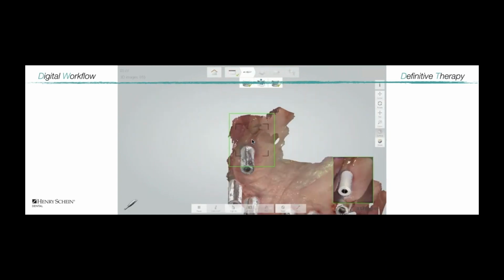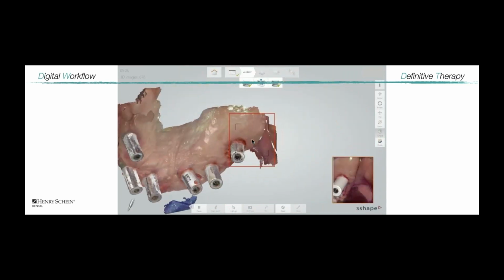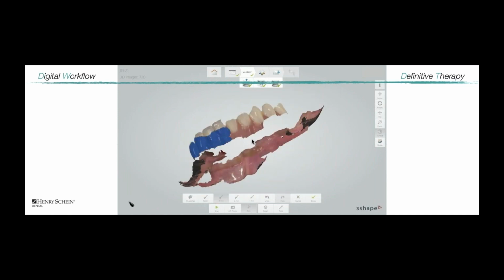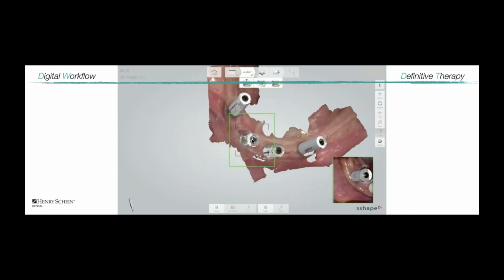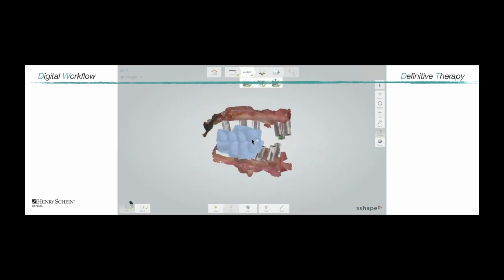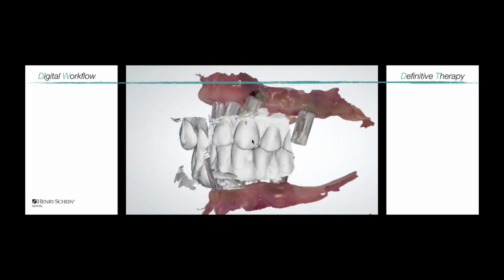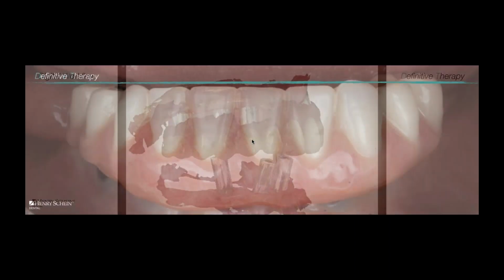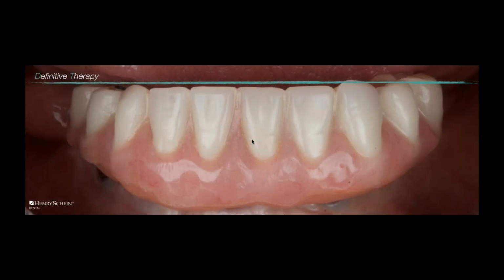Now we know that full arch implant IOS is not 100% there yet, but we're close. We're close so that I can capture all of this data and give it to my lab with one material-based impression only in this situation, and look at what we're able to do. When the lab technician has all of this information, now we're able to predictably create definitive restorations.